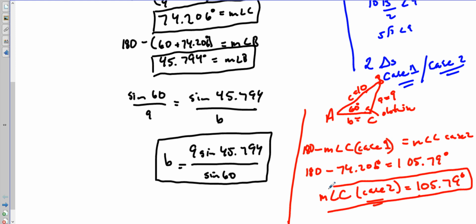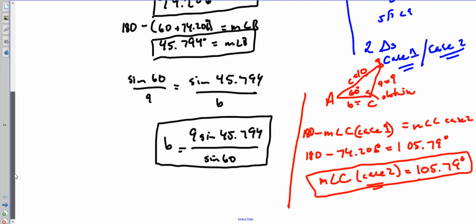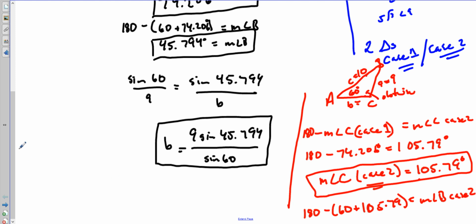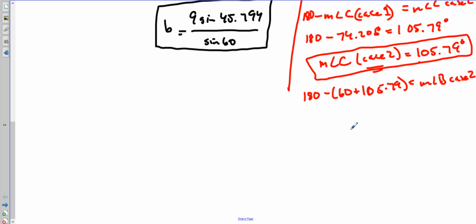Then we had to find out the remaining portions, so we can go through the whole process again. 180 minus the quantity 60 plus 105.79, and that's going to give us our measure for angle B for case 2. That's going to equal 14.21 degrees for the measure of angle B, case 2.